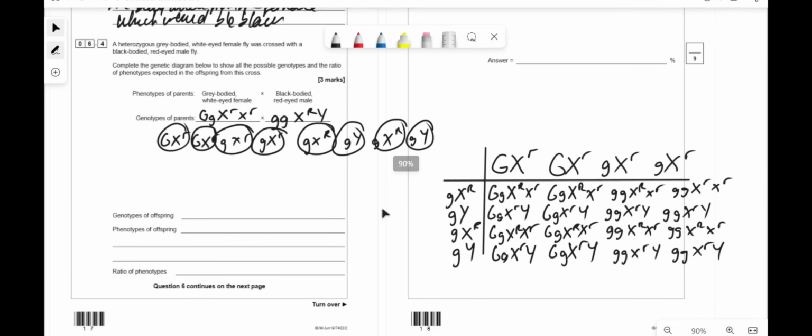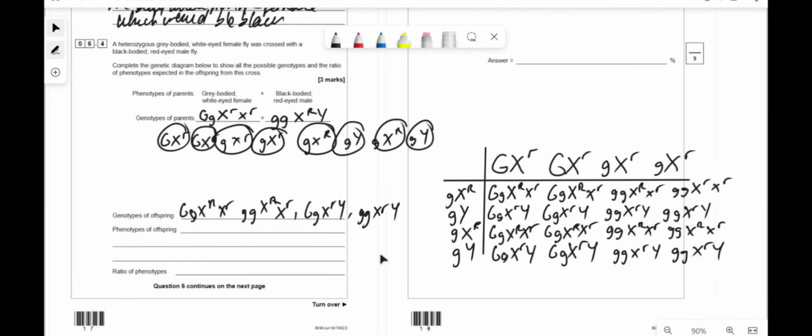So the genotypes we have are big G, little g, X big R, X little r. We've got little g, X big R, X little r. And then we've got big G, X little r, Y. And then little g, X little r, Y.